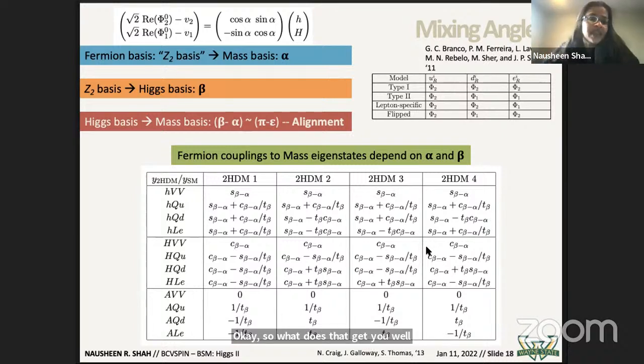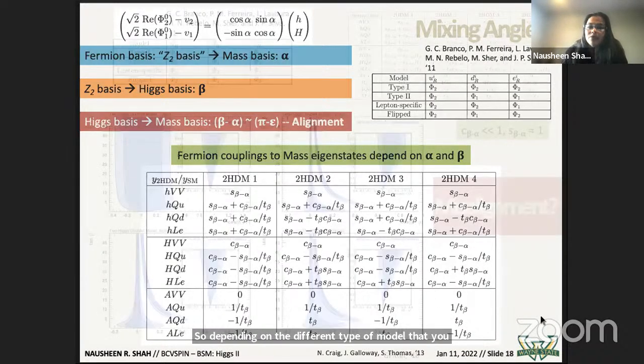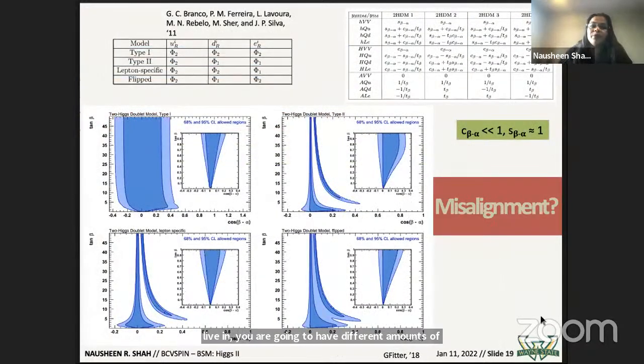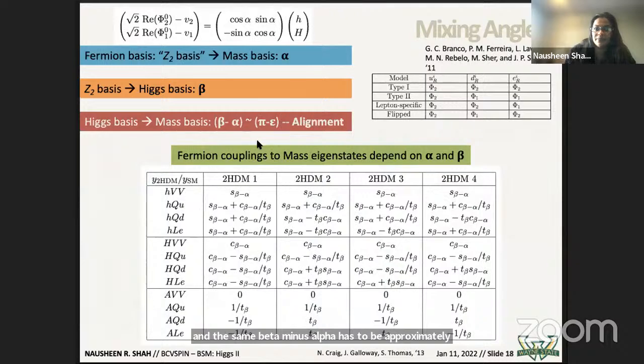Well, the first thing is that, depending on the different type of model that you live in, you are going to have different amounts of misalignment. What we know is that cosine beta minus alpha has to be small. This is the amount of misalignment. And the sine beta minus alpha has to be approximately 1. This is just a translation of the statement over here.